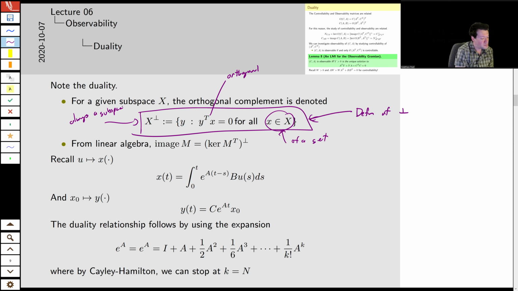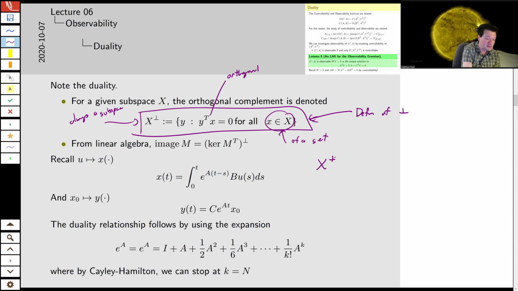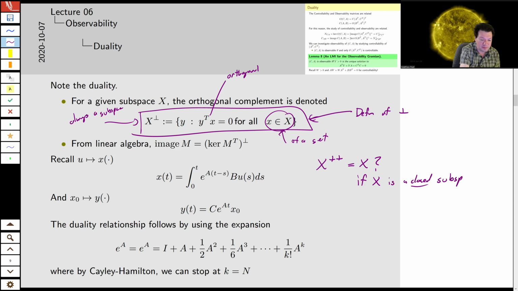Okay. And then, of course, you can get the perp of the perp. In certain cases that's equal to X, so that you get back the original space, but only if X was a closed subspace to begin with. So X is closed. And we haven't defined closed either, but you'll bear with me, I hope. And actually, that's only if.